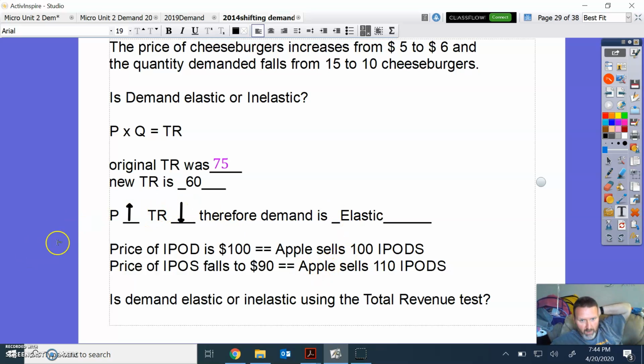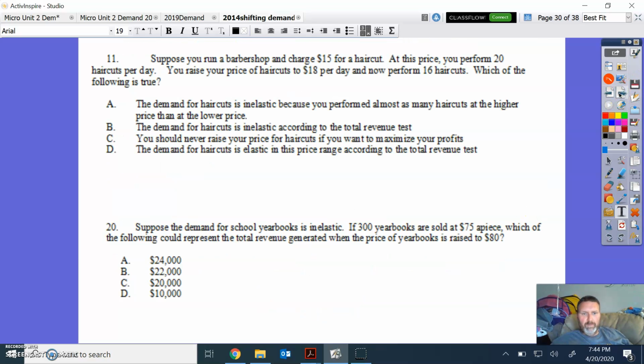Price of the iPod went from 100 to 90. Price went down. Okay? So if we do a quick little math here, 100 times 100 is 10,000. 90 times 110. I need a calculator. I'm not a math major. 90 times 110 is 9,900. Price down. Total revenue down. Inelastic. Total revenue test. Can't miss it.